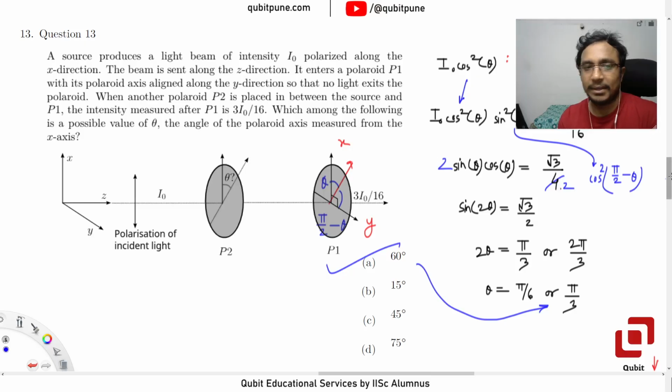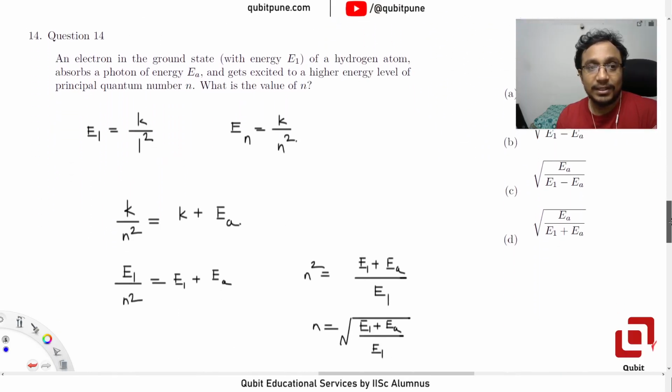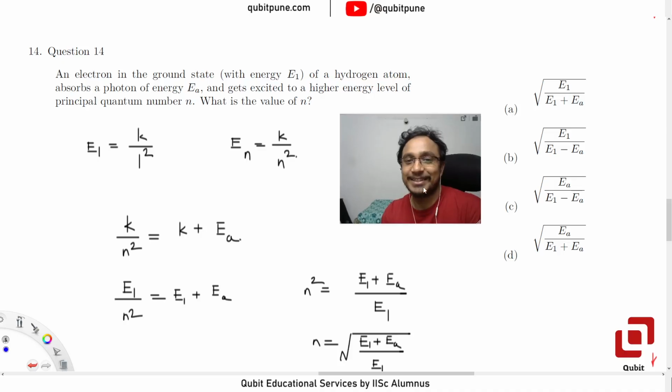Yes, sir. 14th, I liked 14th very much. It's a nice simple problem. An electron in the ground state with energy E1 of hydrogen atom absorbs a photon of energy EA and gets excited to a higher energy level of principal quantum number or orbit number n. What is the value of n? बहुत ही simple है. What I did is I first recalled the expression which we use for the energy in the nth stable state. It is inversely proportional to n squared.